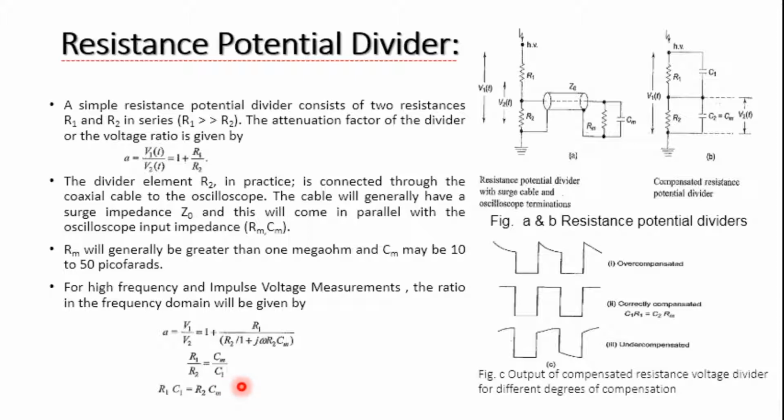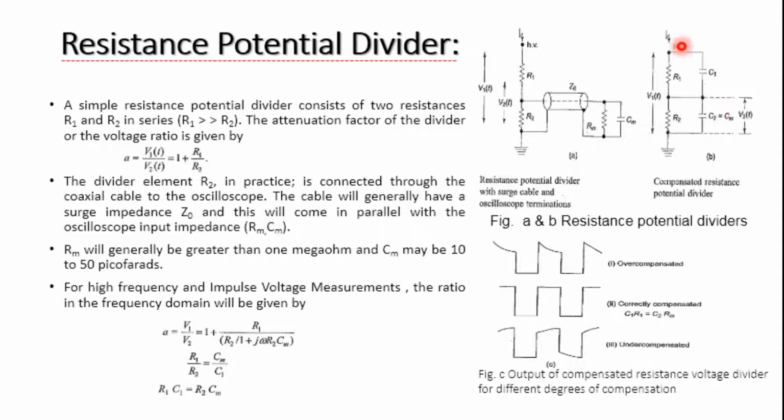So we can see that, to avoid the frequency dependency of the voltage ratio, that is nothing but A, the divider is compensated by an additional capacitance. This is nothing but the C1 across the R1, because we need to make it independent of the frequency variation. So what we get is R1 into C1 is equal to R2 into Cm, because the secondary side is subjected to the capacitance C2 equal to Cm.